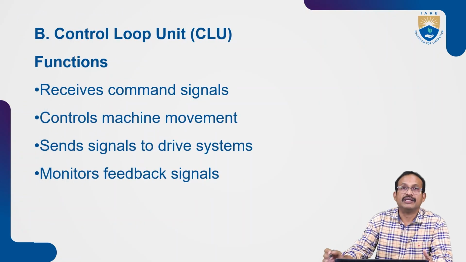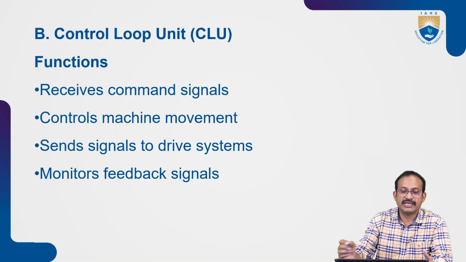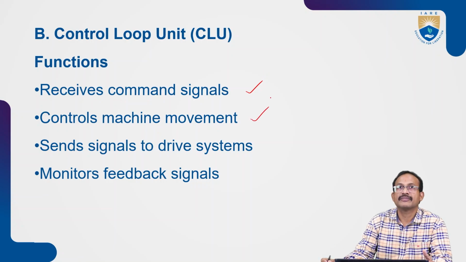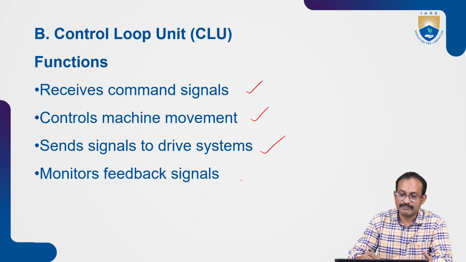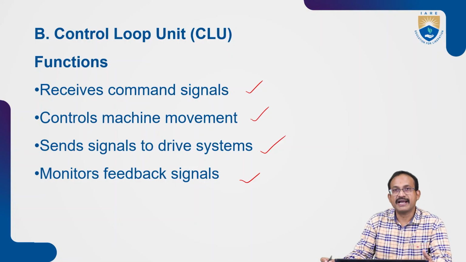Control loop unit, CLU. Now let us see the functions first. It receives command signals, controls machine movement, sends signals to drive systems, monitors feedback signals. So these are the functions of control loop unit, CLU.